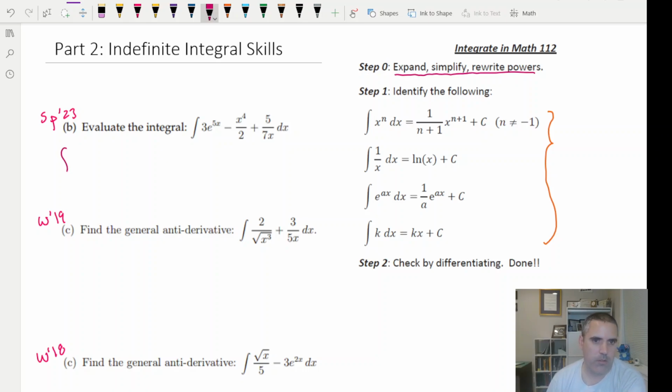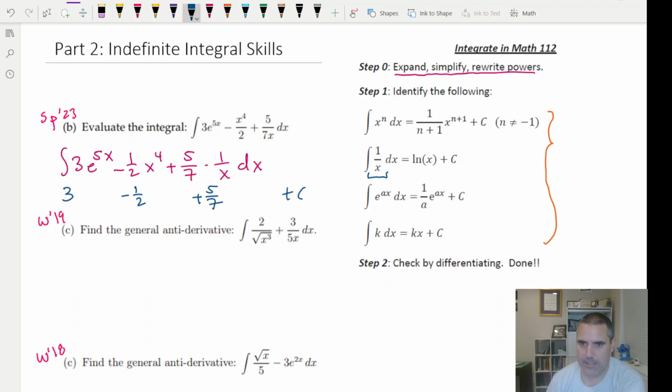So for this first one, you would write 3e to the 5x minus 1/2 x to the fourth plus 5/7. And I'm going to do something here. Normally, you've seen me rewrite that as x to the -1, but x to the -1 is a special one, as we've seen. So we've talked about that and where that goes. So we have an example of each of the things here. So coefficients, just like with derivatives, we have the sum and coefficient rules.